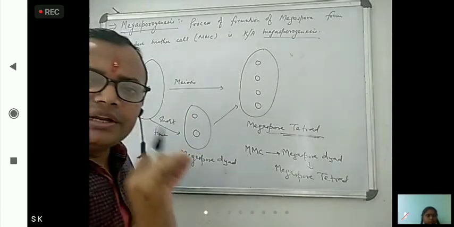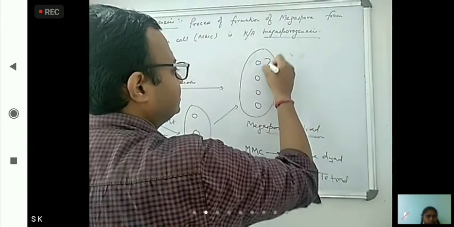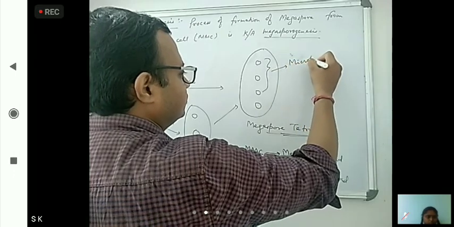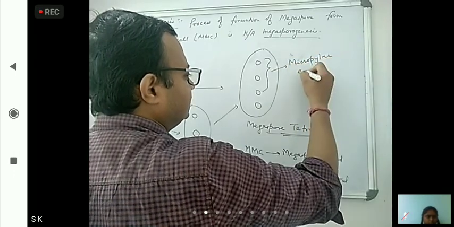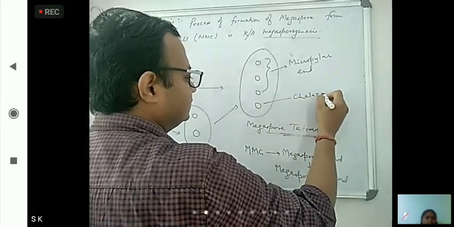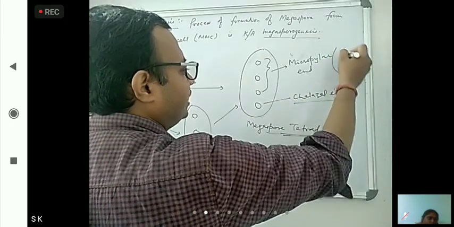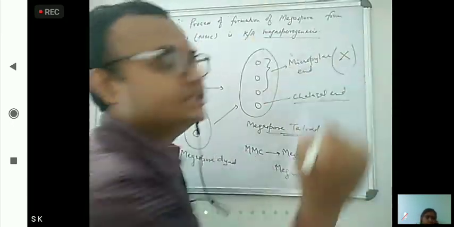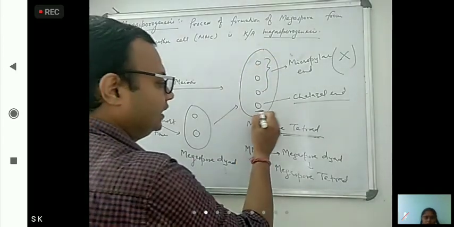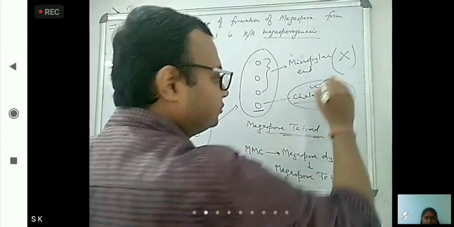So this is megasporogenesis. In a general condition, what happens? These 3 belong to the micropylar end. And this belongs to the chalazal end. So what happens? These micropylar end cells become degenerate. So these three degenerate, what remains? Only one. Which side? Chalazal, and this you have to remember.